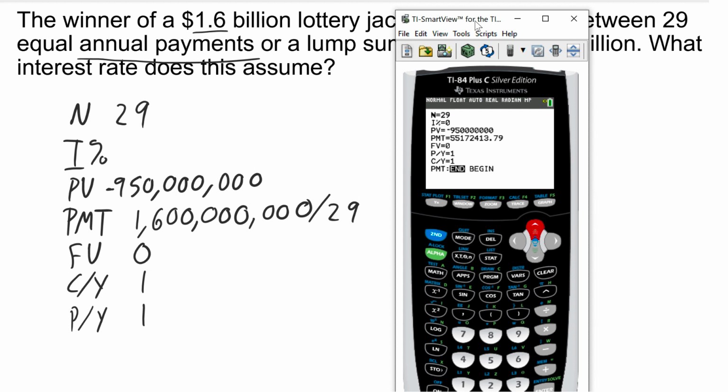All right, last thing to do is solve for the interest rate. And we get that it would be about 3.884% interest. So assuming that interest rate, you could invest $950 million today and pay out $55,172,413.79 each year for 29 years, which would sum up to $1.6 billion.